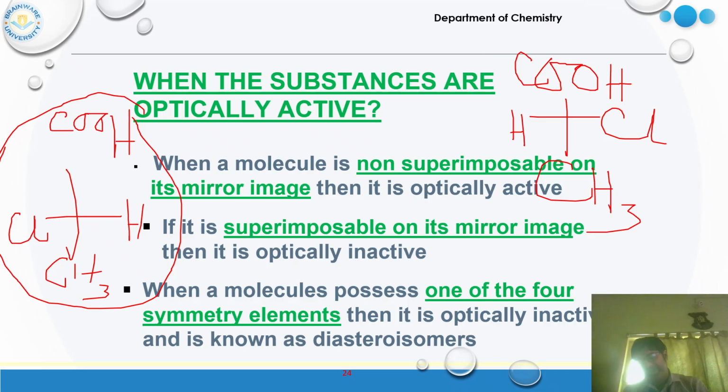So again I am telling, very simple: when we look to the mirror, our top and the bottom remain unchanged. Left hand becomes right hand and right hand becomes left hand. Similarly for the molecule, the top and the bottom remain unchanged. The left side will go to the right and the right side will go to the left. So when the molecule produces a non-superimposable mirror image, it is optically active.